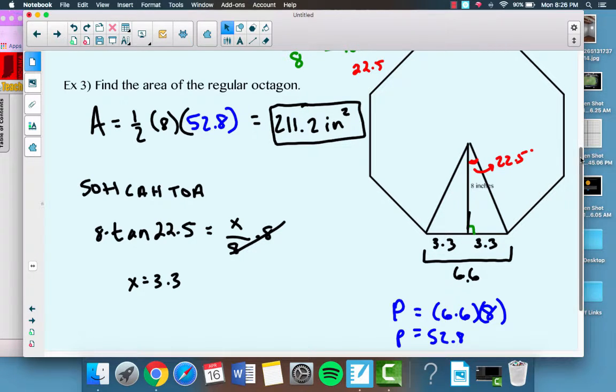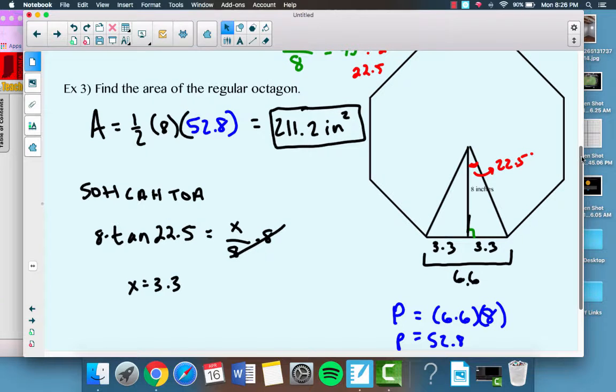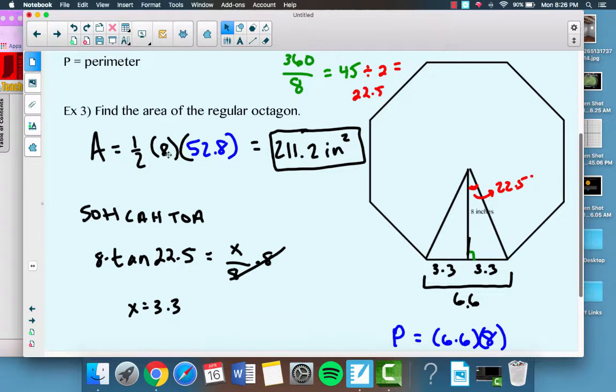So notice I had to do some extra work to find that perimeter, but I didn't have to worry about any of the other triangles. I just used what I knew. So I had the apothem, I plugged that in, and then I used SOHCAHTOA and right triangles to find my missing side length, and then all I had to do was find the perimeter.